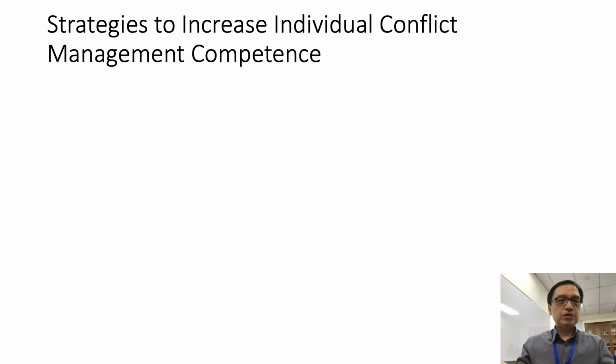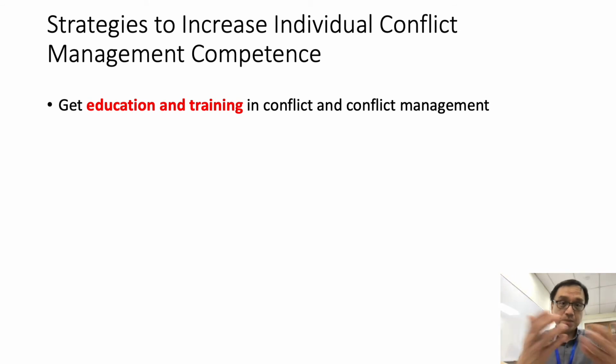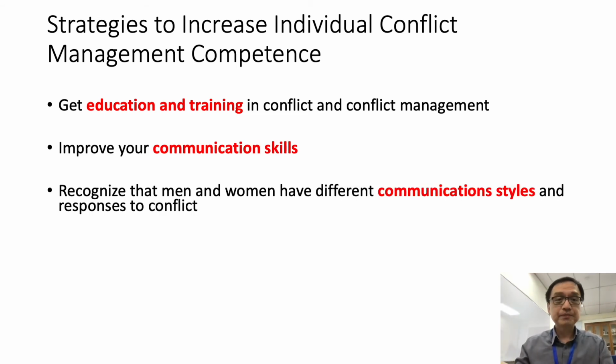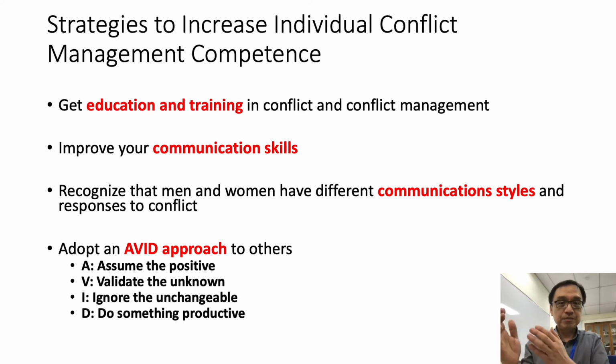So, strategy to increase individual conflict management competence. Yeah, we need to learn. Yeah, you and me, we always learn as we grow. And then we should improve on communication skill, recognize different communication styles, and then maybe adopt an avoid approach. Yeah, assume things are positive. Not everybody is there to harm us. Validate the unknown, ignore the unchangeable, do something productive.